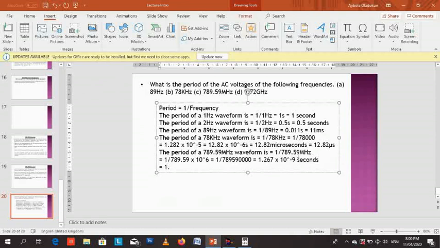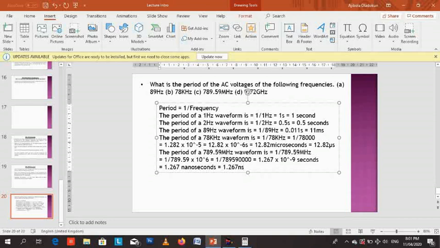Yeah. In seconds, we can convert that to nanoseconds. 10 raised to the power minus 3 is milli. 10 raised to the power minus 6 is micro. Then 10 raised to the power minus 9 is nano. So that's 1.267 nanoseconds.